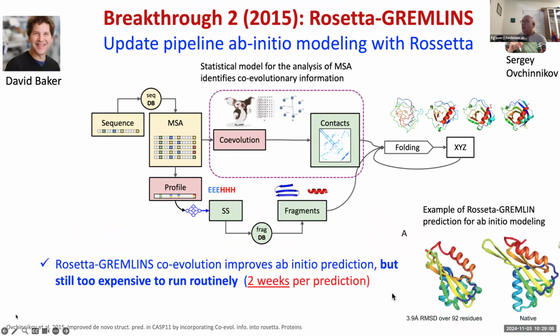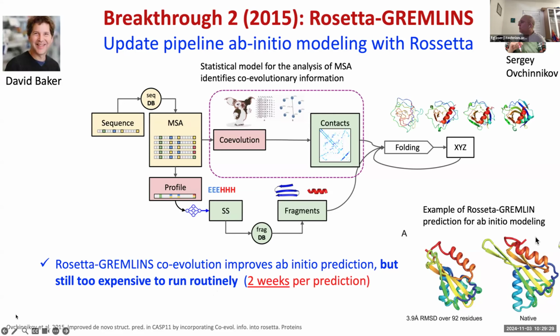Rosetta with Gremlin coevolution improves ab initio prediction over the previous fragment method I showed you, the pure fragment method, but it's still too expensive to run routinely. I mean, 2 weeks with, I think, 1,000 computers per prediction. So it's still very costly.